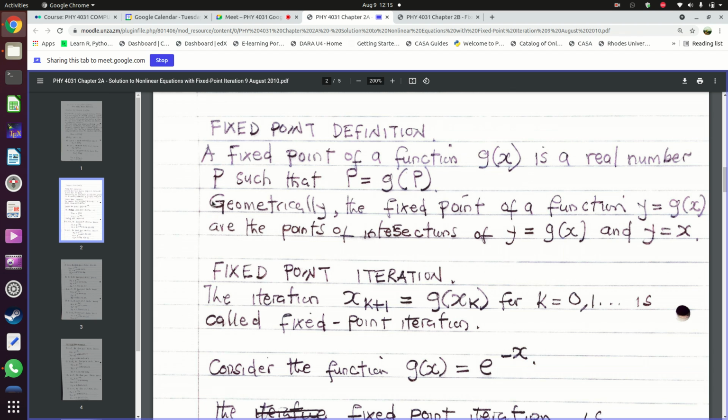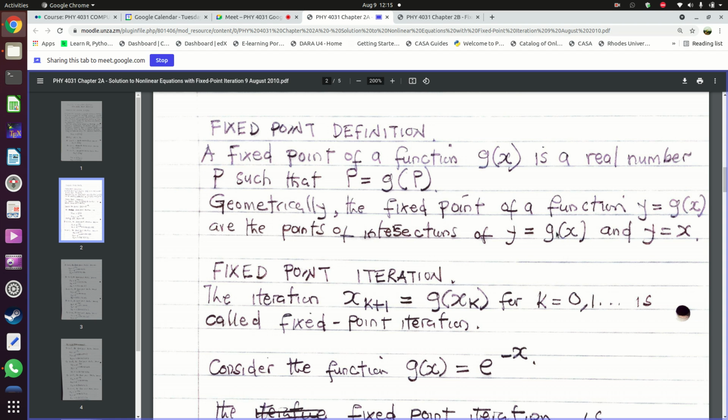This sentence here says that geometrically the fixed point of a function g of x, so we can say g of x is equal to y. So geometrically the fixed points of g of x are the intersection points of y equals g of x and y equals x. Now y equals x is just a straight line which passes through the origin of your xy plane. Are we clear?